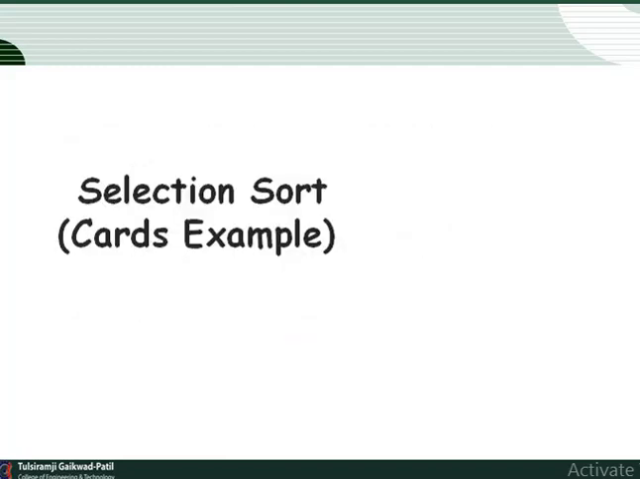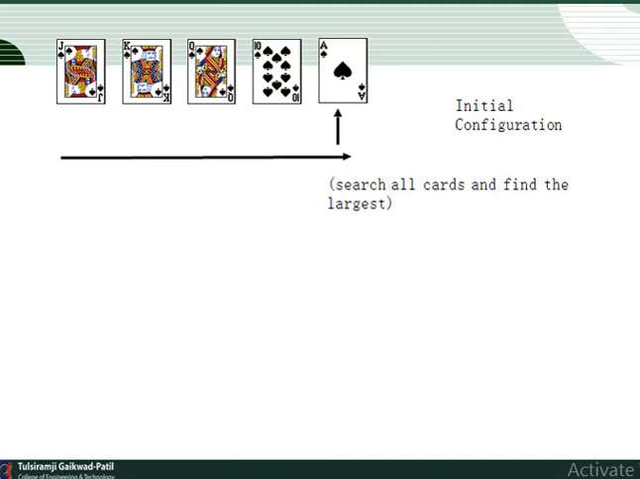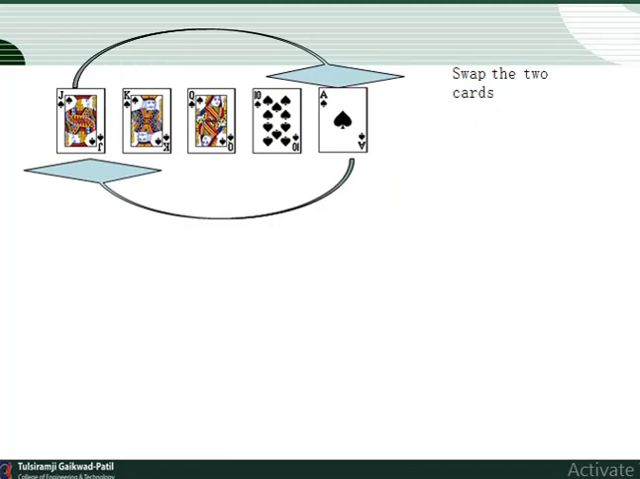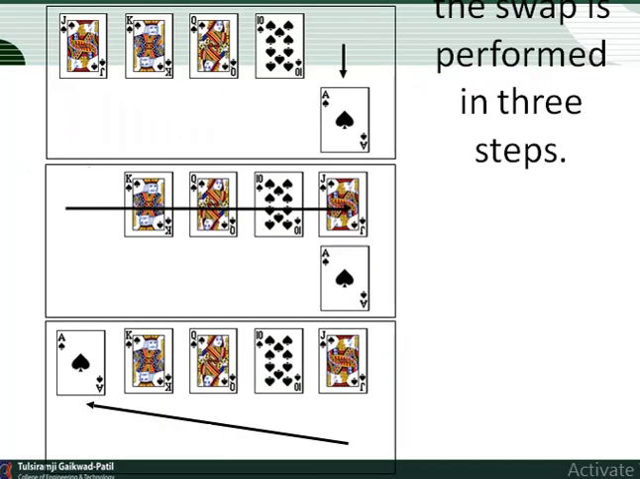Another example is a cards example, where the initial configuration is like this: search all cards and find the largest. Whatever the largest is, you have to keep it at last or at first, we can say. The swap is performed in 3 different steps. First, your largest element, say ace, is kept first, then king, then queen, then the J, and then the 10. Ultimately, this whole swapping is performed in 3 different steps.